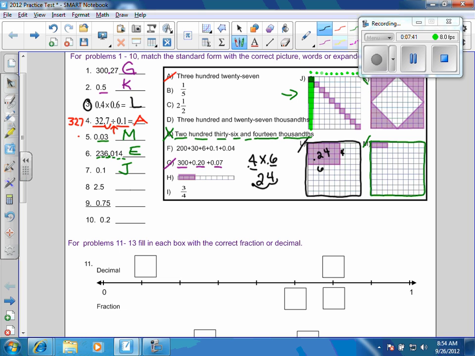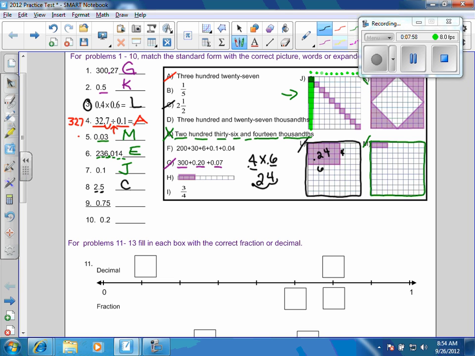How about number 8? Andy. C. Perfect. So when you see 2.5, you're thinking of that 0.5 as what? A half, right? And so C is the correct answer there.